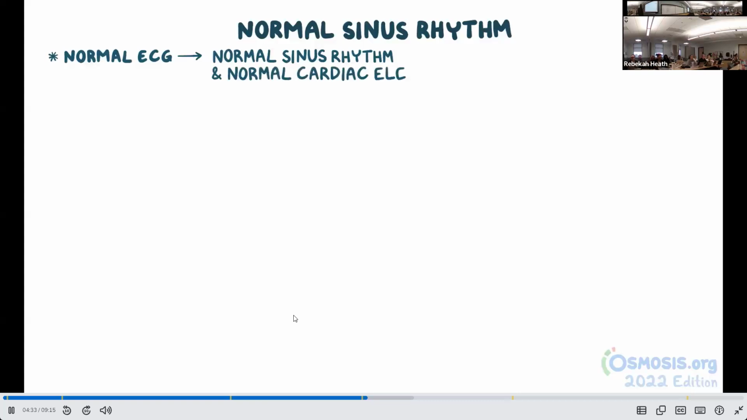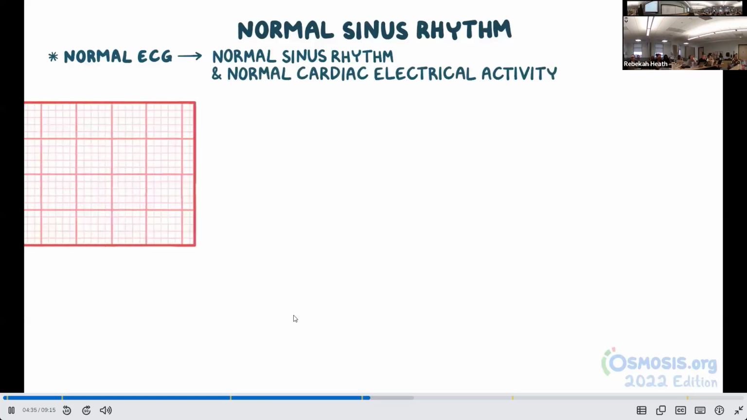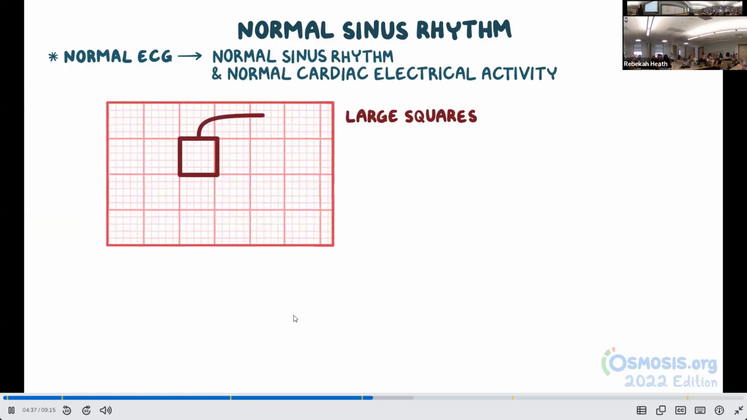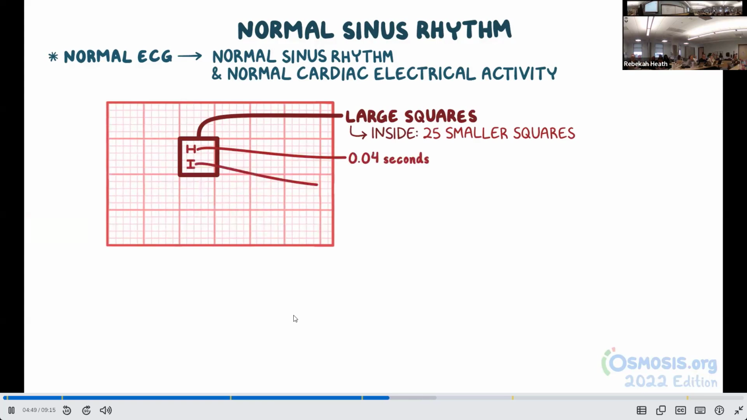All right, so the findings of a normal ECG indicate a normal sinus rhythm and normal cardiac electrical activity. The ECG paper has large squares with big lines, and inside each are 25 smaller squares with thinner lines. Horizontally, each small square represents 0.04 seconds. Vertically, each small square represents 0.1 millivolts.